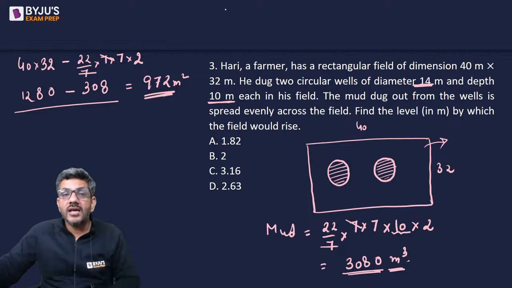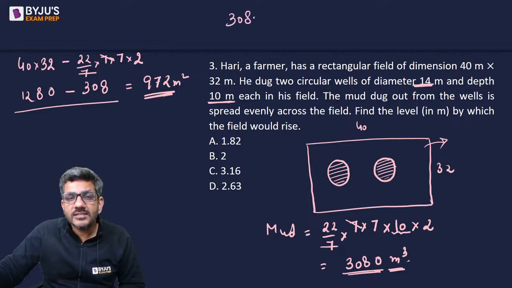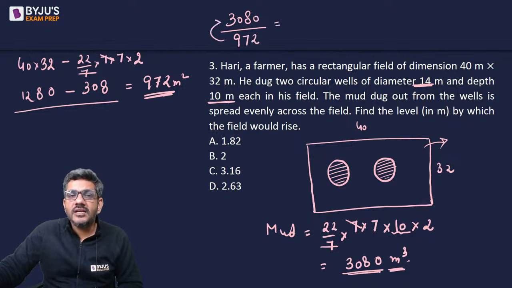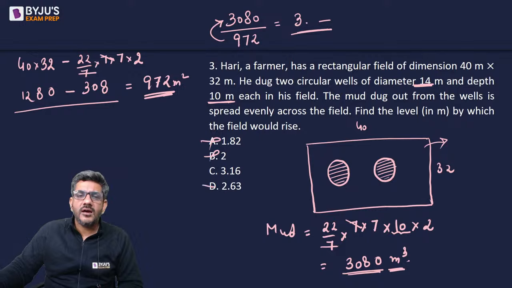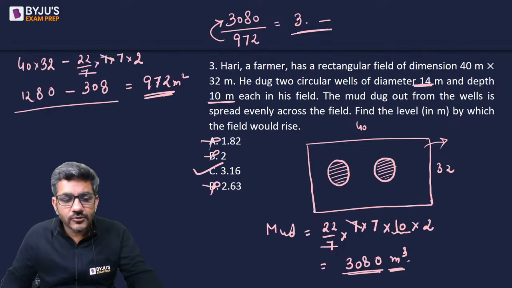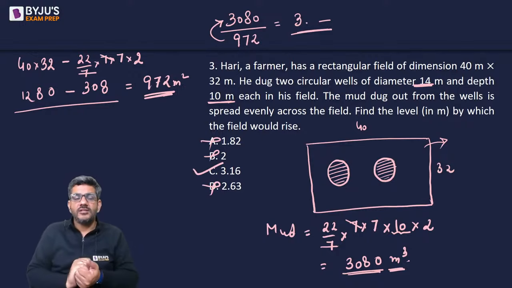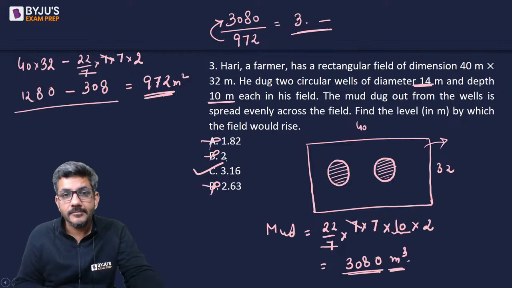So by how much will its level increase? Total mud is 3080, right? It is to be spread across 972 meter square. So this is the increase in the level of the field. Divide by it, this will give 3 point something. So of course these three are gone and my answer is option C. So option C is the right answer for this question number 3.